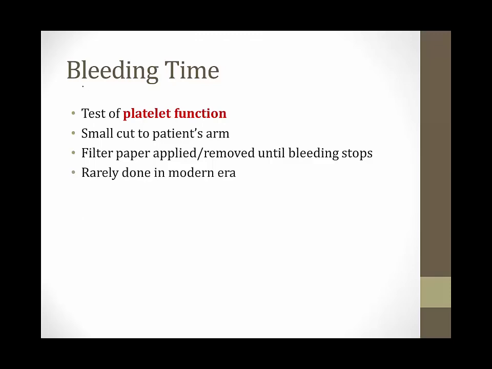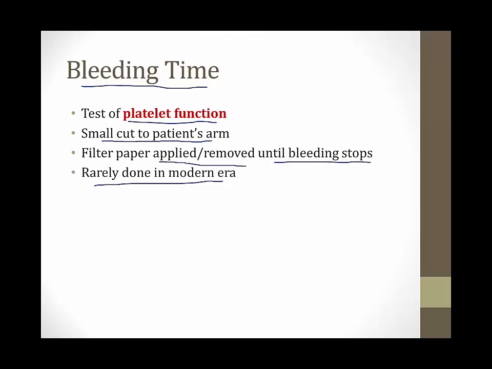And the first test I'm going to talk about is the bleeding time. This is a test of platelet function. This is an old test. It's rarely done in the modern era. The way a bleeding time used to be performed is by making a small cut in the skin on a patient's arm. Then filter paper was applied and removed at regular intervals until the filter paper was clear of blood, which indicated the bleeding had stopped.